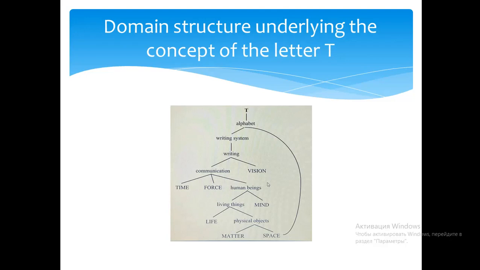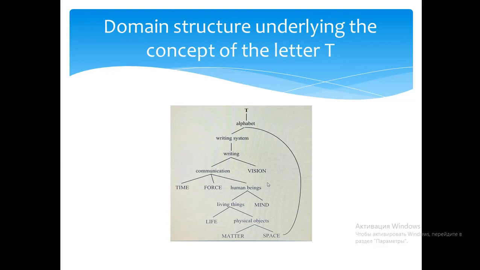Living things in turn are physical objects endowed with life. Physical objects possess material existence and are spatial entities, although material objects always have spatial extent. Spatial objects like geometric figures can exist without material embodiment. A diagram exhibiting all the basic abstract domain relations presupposed in defining the concept of letter T, based on the work of Croft 1993, is given here.